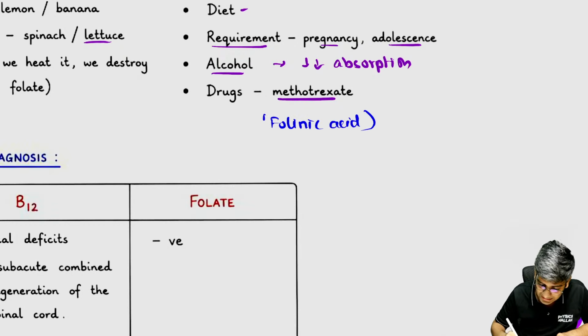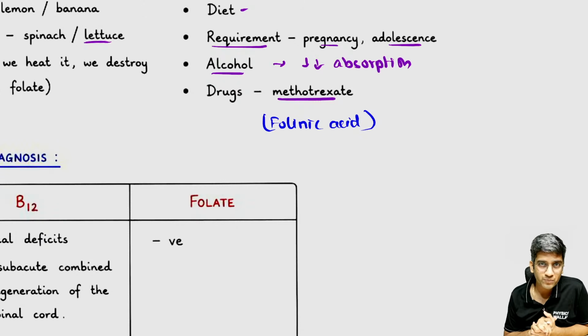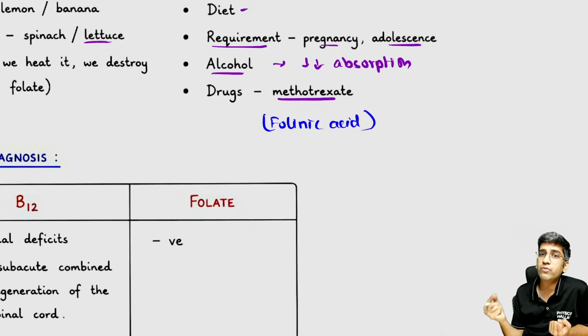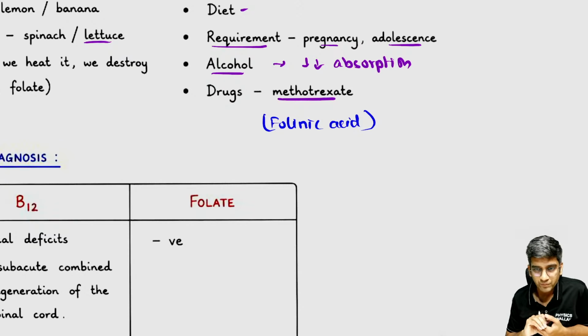Methotrexate is a dihydrofolate reductase inhibitor. Once that enzyme is gone, I will not be able to utilize folate, and even if you give folate, it won't work because the enzyme is not there. So you give folinic acid as a supplement for it. Fine? Okay?